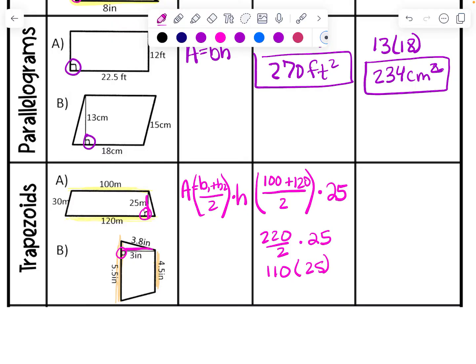And for the last example in these notes, I'm going to average the bases. Those are the ones I highlighted in orange. They're 4.5 and 5.5. I'm going to divide by 2 because I'm averaging them. And then I'm going to multiply by the height, which is 3. Not 3.8 because that side does not make a right angle with the bases. So 4.5 and 5.5 is 10. And then, of course, 10 divided by 2 is 5. And then 5 times 3 is 15. So the area is 15 inches squared.